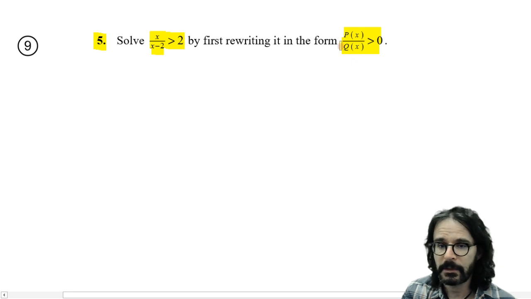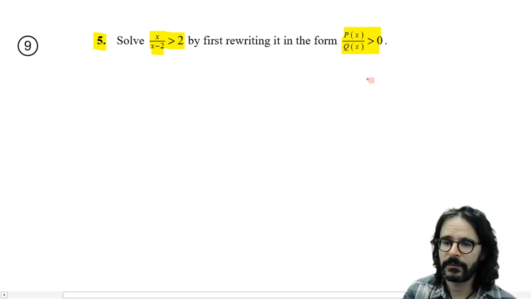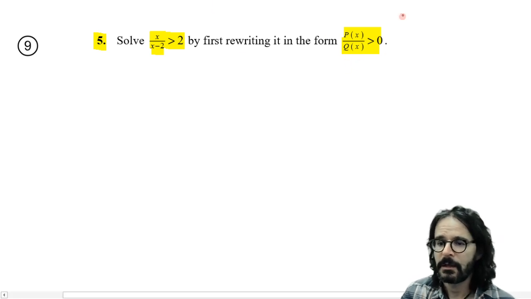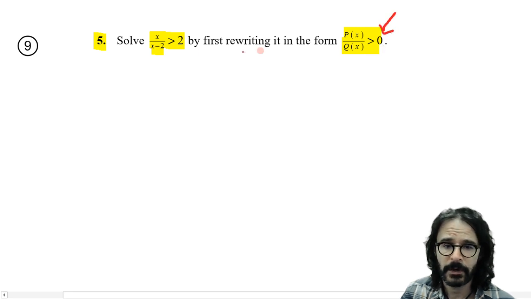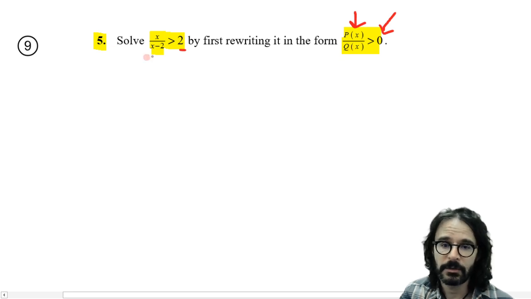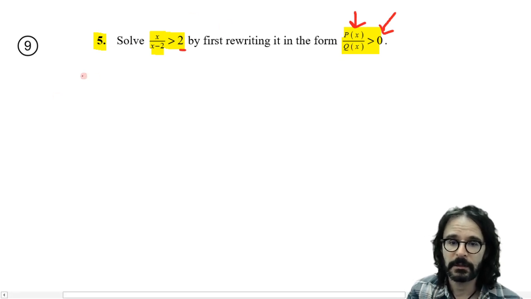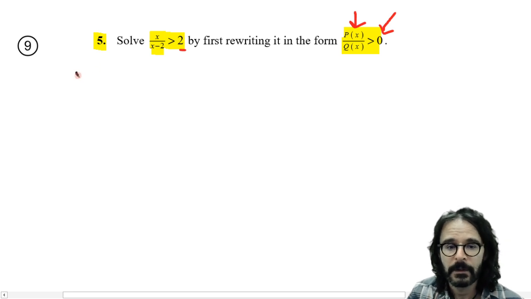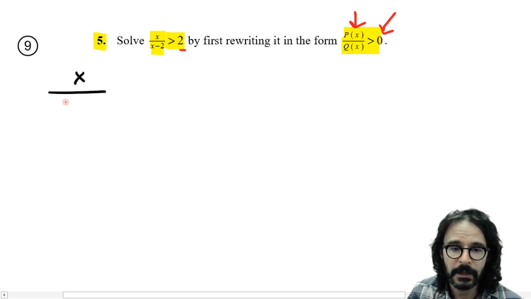This might look a bit difficult, but it says two things. First of all, they want the right hand side to be 0. Right now the right hand side is 2. The second thing is that the left hand side should be a quotient. So we have to rearrange things. We're starting with x over x minus 2 is greater than 2.